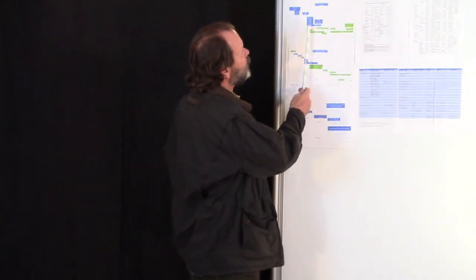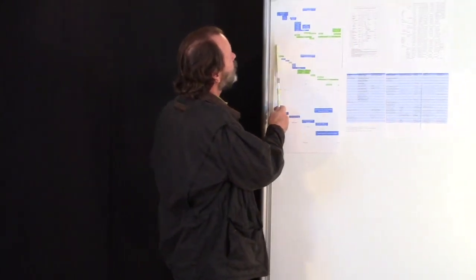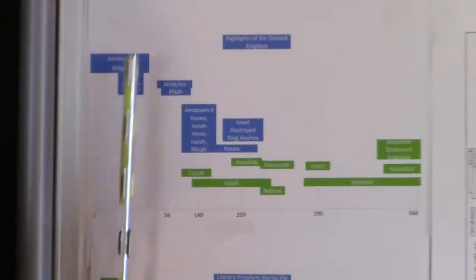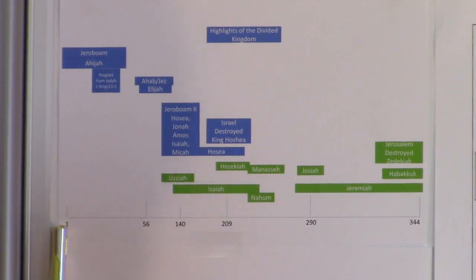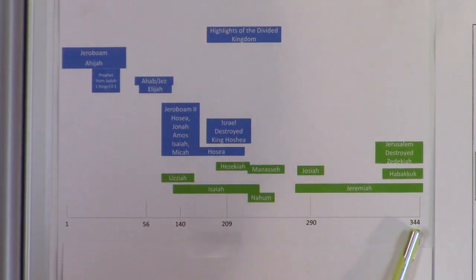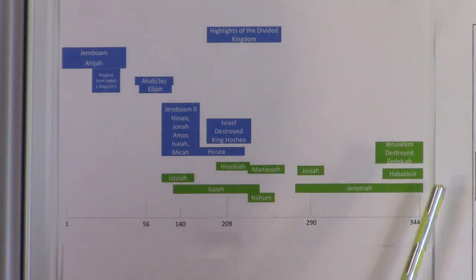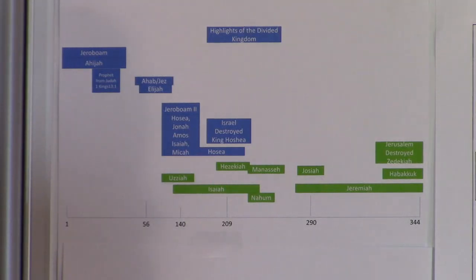And that's really what I'm trying to show you in this chart. So I'm saying at the rule of Jeroboam, starting year 1, it goes out to 344, at the time that Jerusalem is destroyed. Jeremiah and Habakkuk are prophesying. Okay?